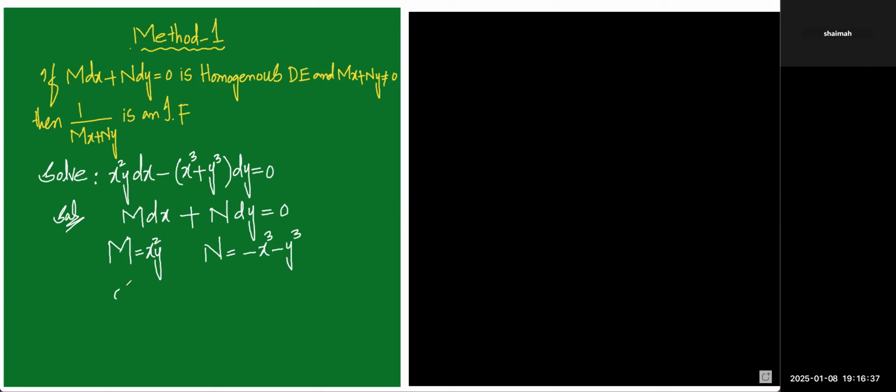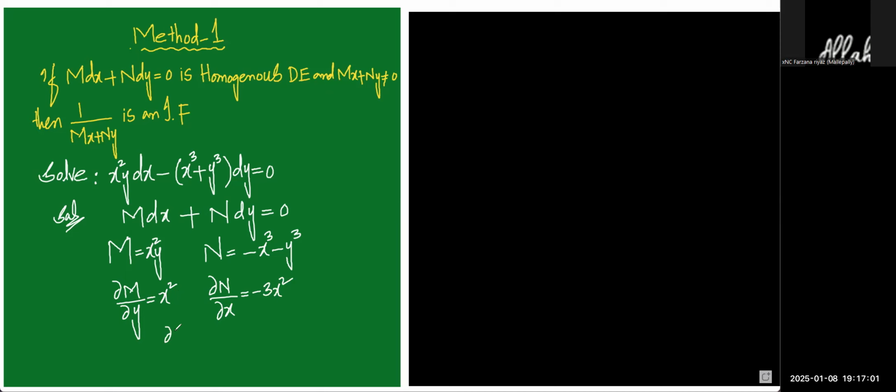Okay. This one we have to differentiate partially with respect to y. What is the answer? X square only, no? X square. And this one, if you differentiate partially with respect to x, your answer is what? Minus 3x square y. It means that we have seen here that it is not satisfying the condition of exactness. ∂M/∂y should not be equal to ∂N/∂x. So it means our equation number 1 is not exact.